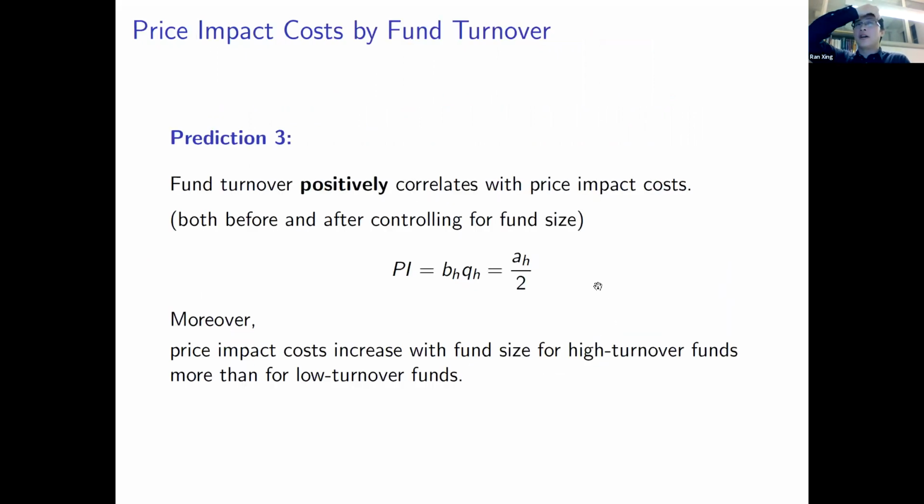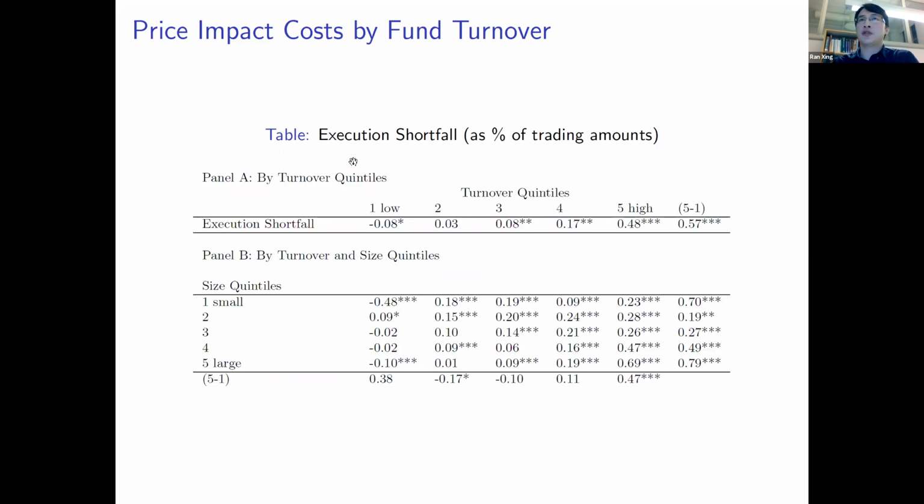So now turning to the price impact cost part. I would say that's one of the most interesting parts. We show that turnover positively correlates with the price impact cost, both before and after controlling for fund size, and that is illustrated by this equation here. Moreover, we show that price impact cost increases with fund size for high turnover funds more than for low turnover funds. In this table, we show the execution shortfall as a percentage of trading amounts.